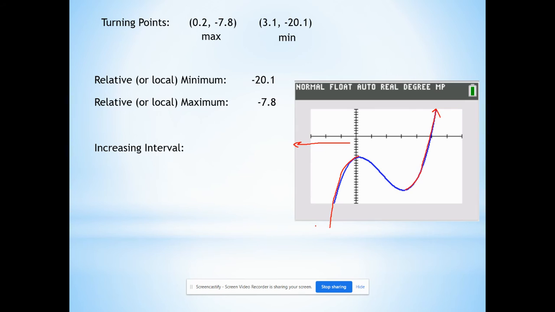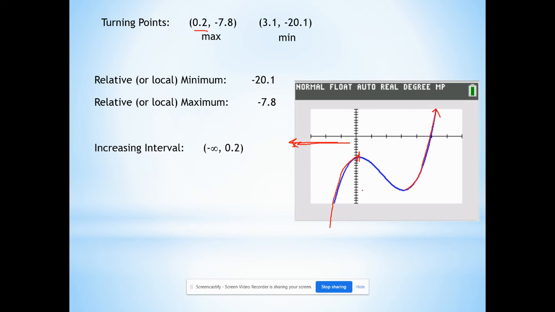And remember, I want x values. So what x value does it start increasing at? Well, I have to think way, way over here. So it's going to start increasing at negative infinity, and it's going to stop increasing at the x value of this turning point. So it's going to stop increasing at 0.2. So when you write that in interval notation, you're going to write it from negative infinity to 0.2. So you see they are both x values, but they are written in parentheses.